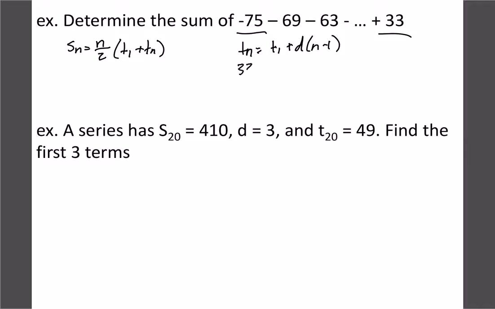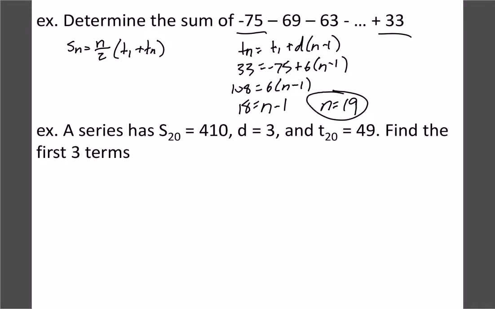So let's do that. Our last term is 33, our first term is negative 75, our difference is 6. We're going to solve for n. So we'll go 33 plus 75, that gives us 108. So 108 divided by 6 gives us 18, and we'll add 1 to both sides, gives us 19. So now that we know n is 19, we can actually figure out our total. So 19 over 2, negative 75 plus 33. So we get 19 over 2 times negative 42. And we work all that out, we get negative 399.